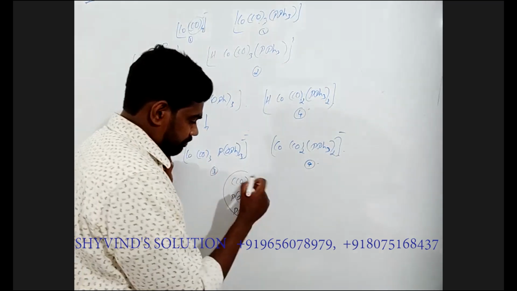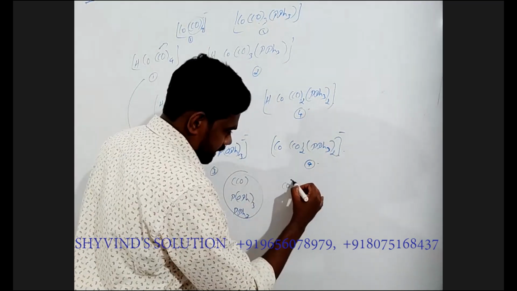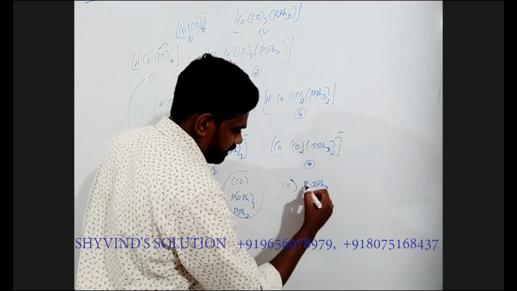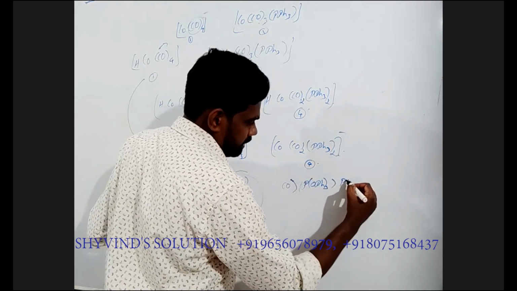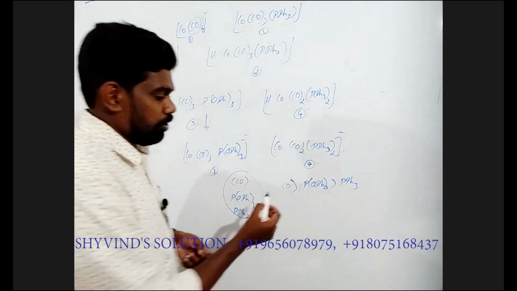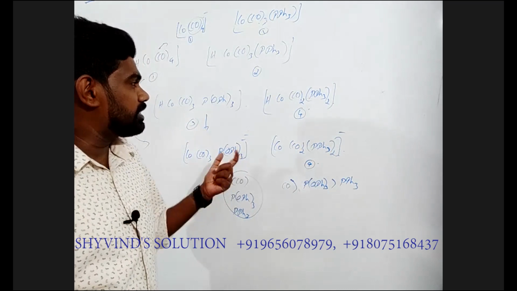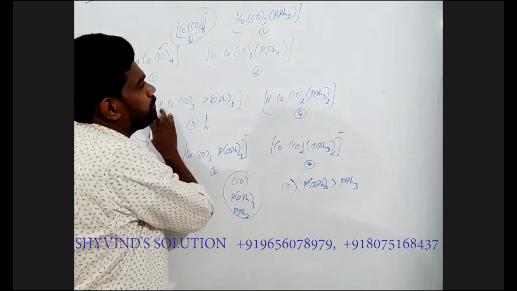So the pi accepting ability of these ligands is in this order: CO, then P(OPh)3, and then PPh3. This is the pi accepting ability order. So CO is a very good pi acceptor, so the presence of CO will stabilize the molecule. You can see it here: we have Co(CO)4 minus. This is highly stable.